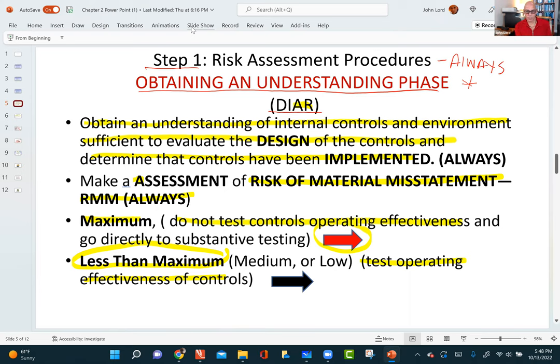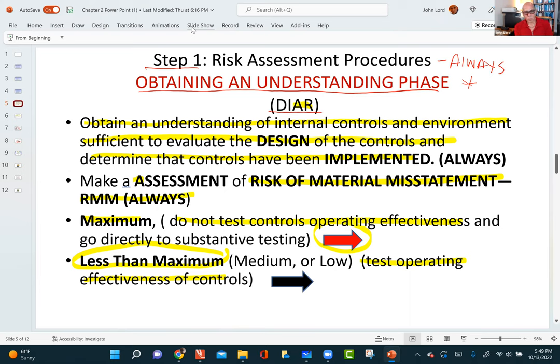Remember we said that when we're looking to see if a control has been implemented, we'll do a walkthrough, probably of one day that we select, to see if indeed the transaction is being implemented. Based on our evaluation of the design and seeing that the control has been implemented, and we always have to do this on every audit, we will then make an assessment of the risk of material misstatement. That's why I gave you that silly mnemonic up there: design, implementation, assessment of risk. What risk are we assessing? We're assessing the risk that there'll be a material misstatement in the financial statements. It would be dire if you forgot those key elements of step one.